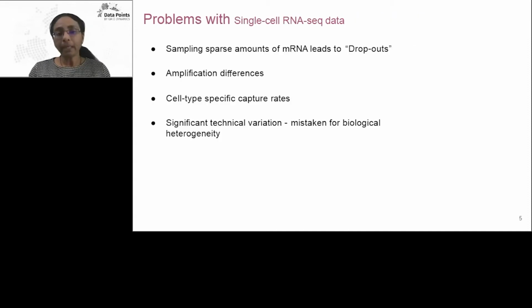A quick recap of the problems when you sequence single-cell RNA data: definitely you have biological errors that can come through the techniques, wherein you're only able to sample certain portions of mRNA or transcripts, as they are called, and now you have missing information. There are amplification differences when the cells that you need in the tissue are, let's say, very sparsely populated, and then the cell type specific capture rates can be different. Sometimes there is technical variation that can then be mistaken for biological heterogeneity.